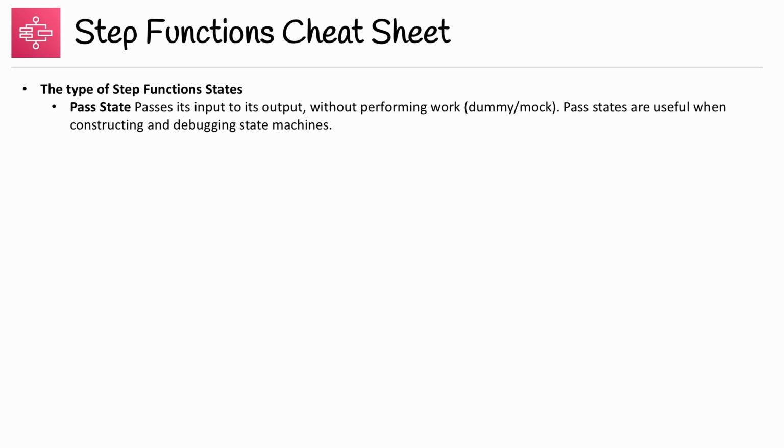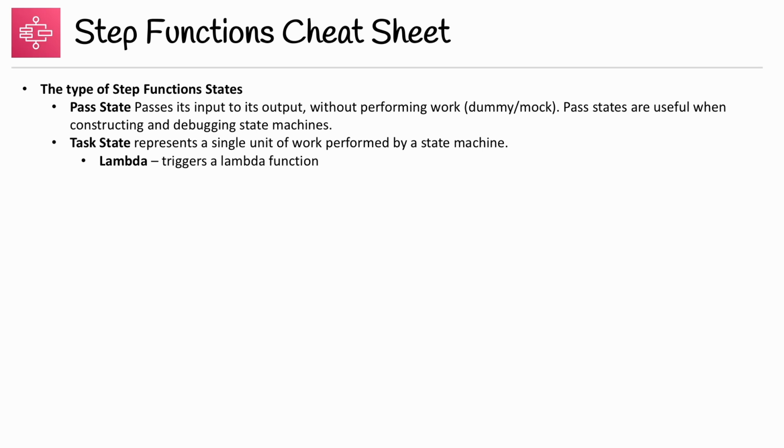So let's just break down the types of states for Step Functions, which make up everything about making Step Functions. We have the Pass state. This passes its input to its output without performing work. I always like to think of it as a dummy or a mock. Pass states are useful when constructing and debugging state machines. The Task state represents a single unit of work performed by a state machine. So we have a Lambda, which triggers a Lambda function.